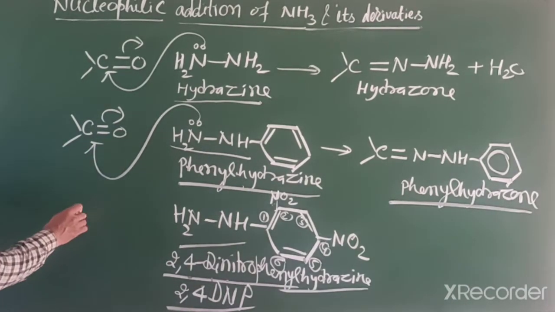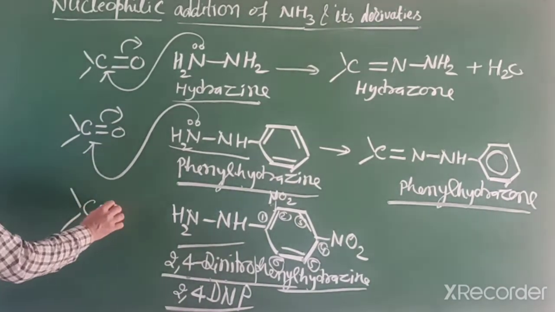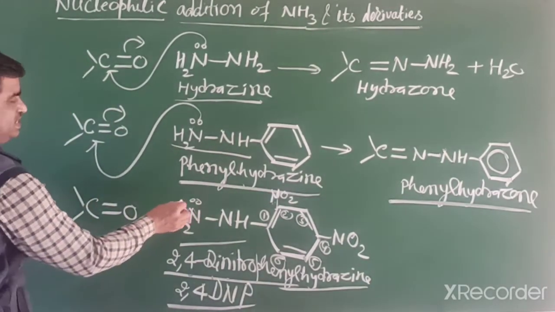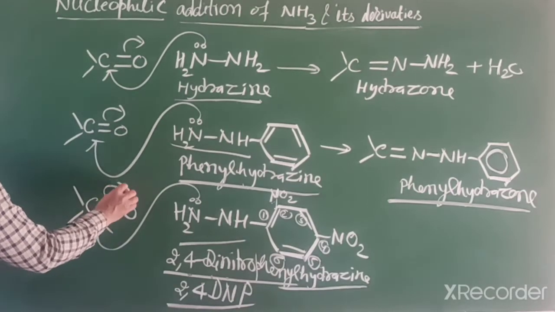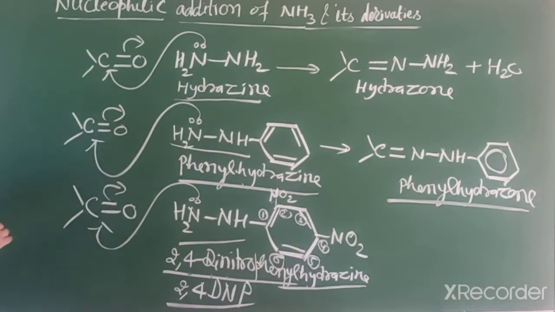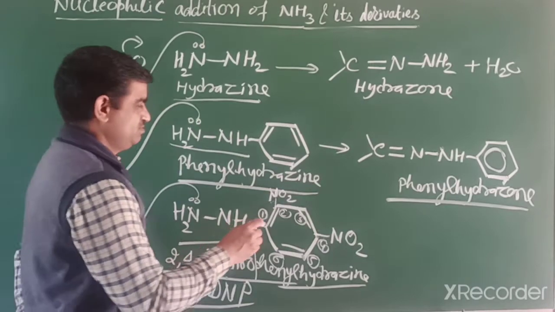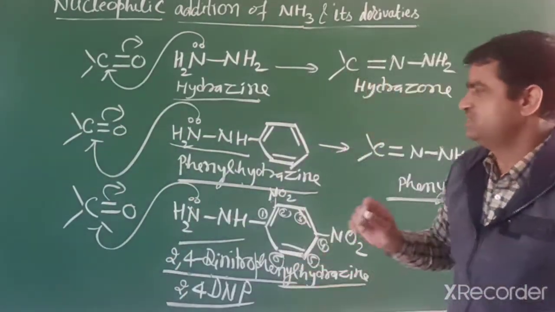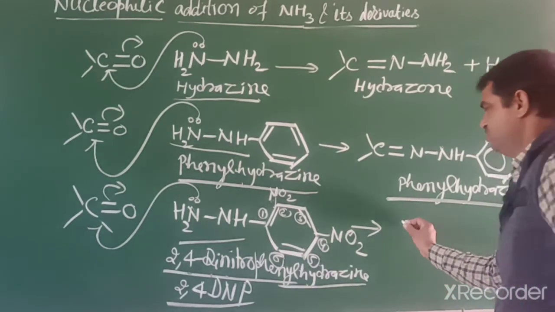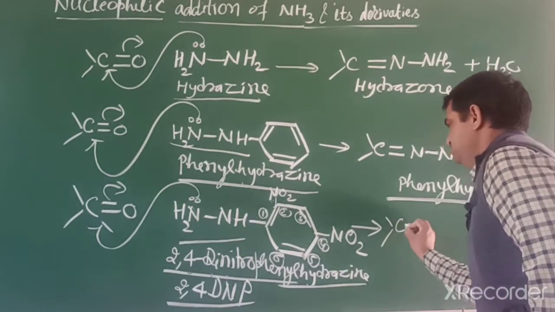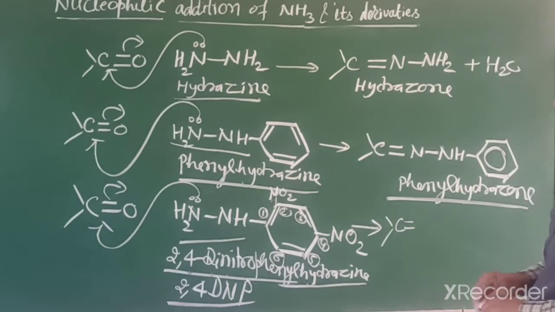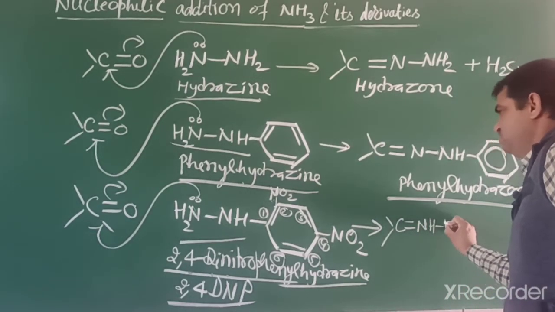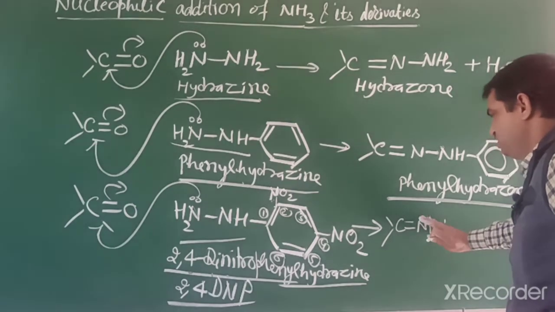So how does it react? It reacts in a similar way. The lone pair attacks the carbonyl group. Ultimately, water is released, and the product name is 2,4-dinitrophenylhydrazone. We write the product in a similar way, with the N-H nitrogen, because water is released.